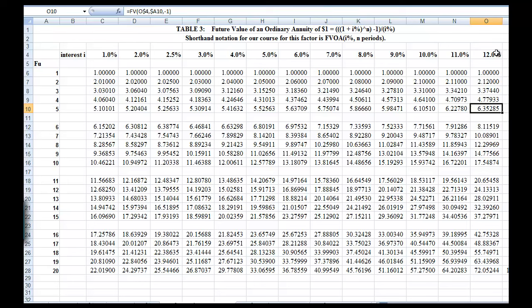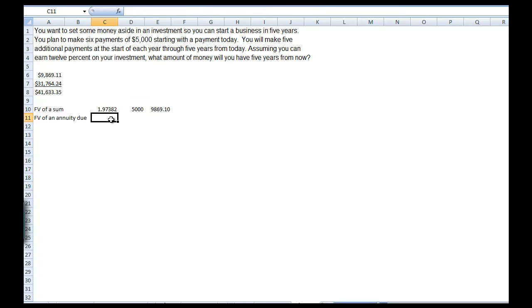So we're going to use our 12% in 5 years and write that down or put it into your calculator, but remember it at 6.35285. Okay, we'll come back here and we'll put that in our little table. Our future value of an ordinary annuity factor should be 6.35285.